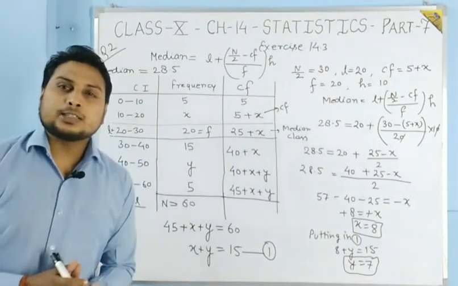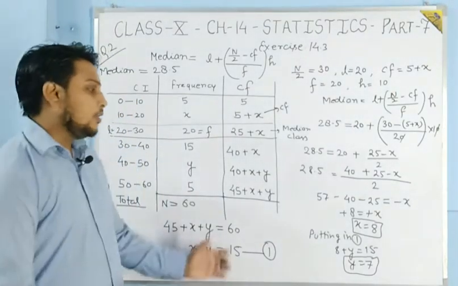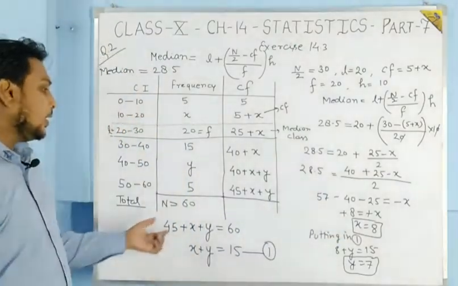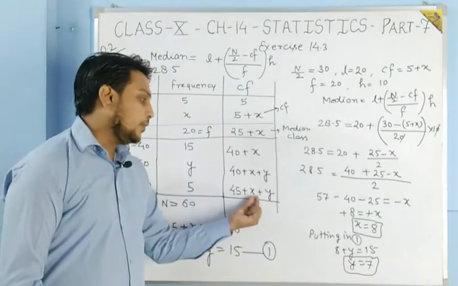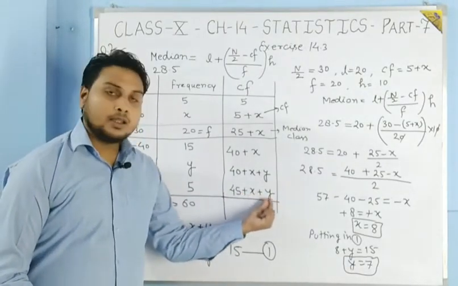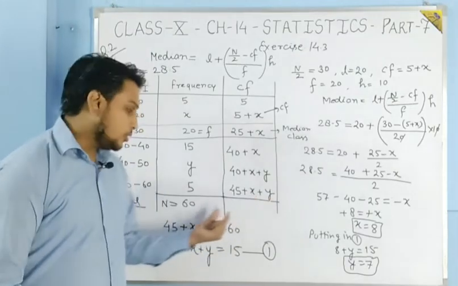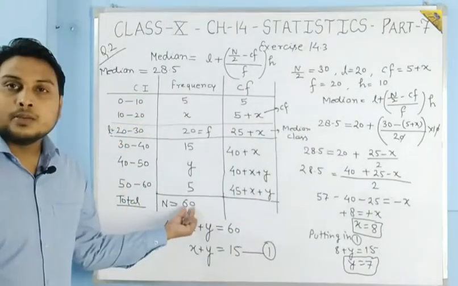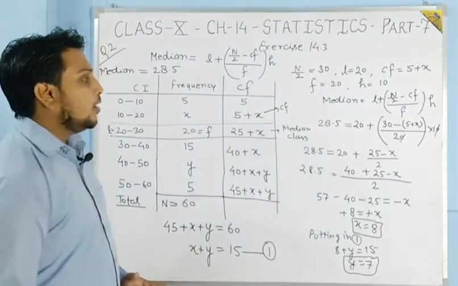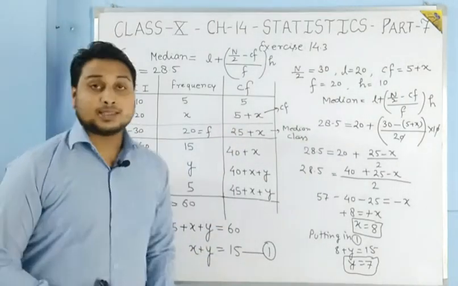What is the easiest method to check that the values of x and y are true or not? You can see here that 45 plus x plus y, that is 45 plus 8 plus 7, then it will be 60. So here you can see that it is 60, means it is correct. Okay students, so this is the method to find the values of x and y.